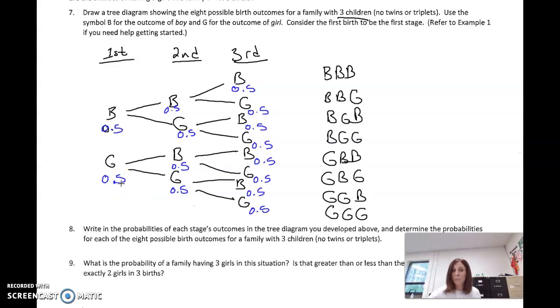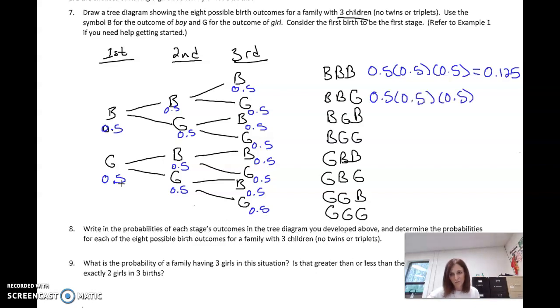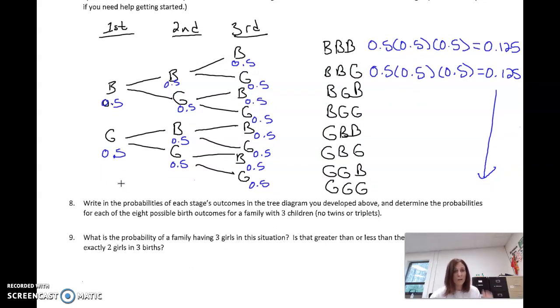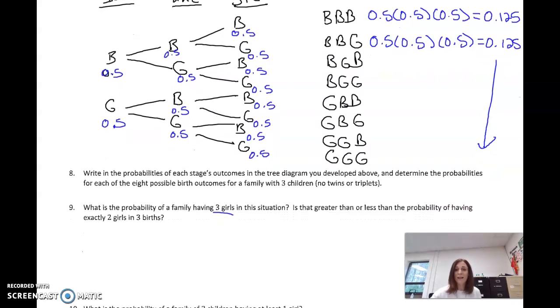Okay, so for boy, boy, boy, it's going to be 0.5 times 0.5 times 0.5. If you type that into a calculator, you get 0.125. These are equally likely, so you kind of do that 1 out of 8 thing. They're all going to be the same all the way down, right? So let's save our time. We know they're going to be the same, okay? So what is the probability of having 3 girls in the situation? Is that more or less than the probability of having exactly 2 girls and 1 boy?